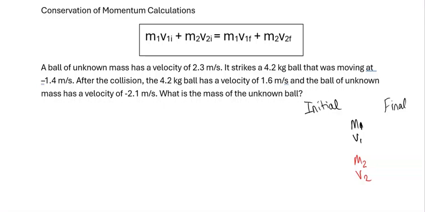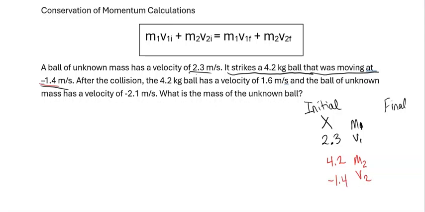So it starts off with a ball of unknown mass that has a velocity of 2.3 meters per second. So that would be our unknown mass, meaning we're going to have x for our initial mass 1, and then the velocity of mass 1 is going to be 2.3. Okay, it tells us that it strikes a 4.2 kilogram ball that was moving at negative 1.4 meters per second. So that's going to be our object number 2. So the mass of object number 2 is 4.2 kilograms, and its velocity was negative 1.4 meters per second.